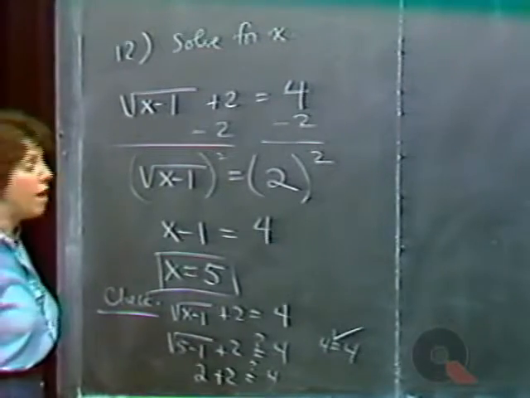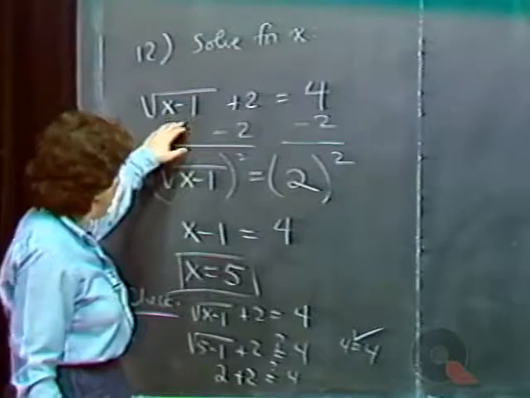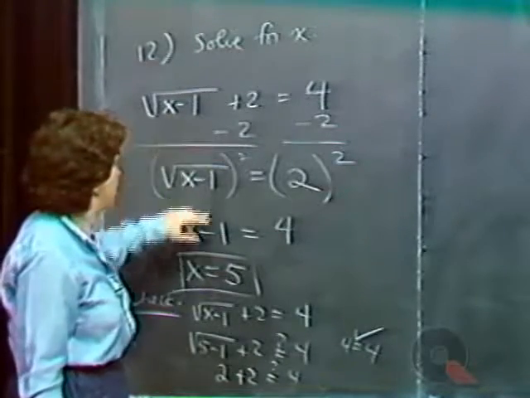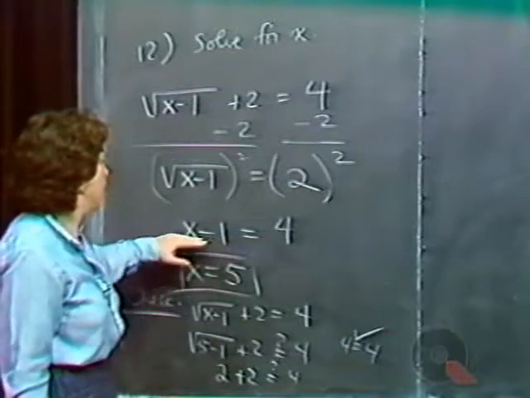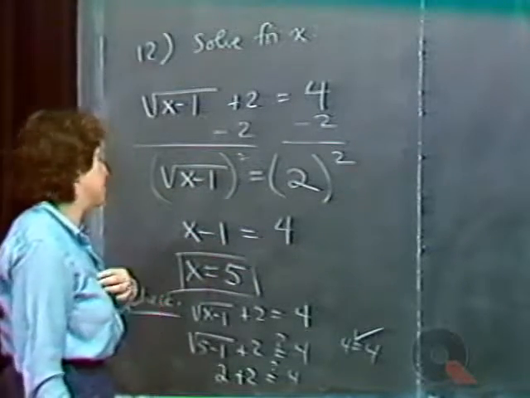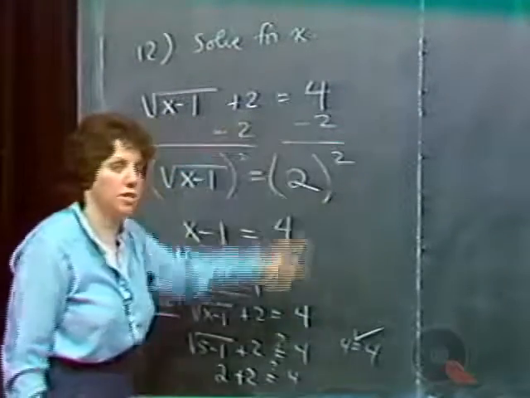So the trick for solving a radical equation is to isolate the radical on one side. We accomplished that by subtracting 2 from both sides of the equation. The square root of x minus 1 was equal to 2. Squaring both sides, x minus 1 equals 4, and then solving for x equals 5 and checking our answer. The square root of 4, 2 plus 2 does equal 4.